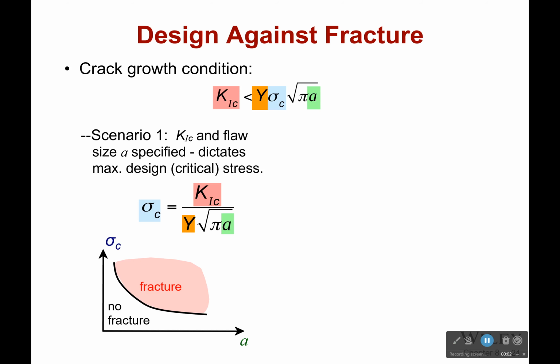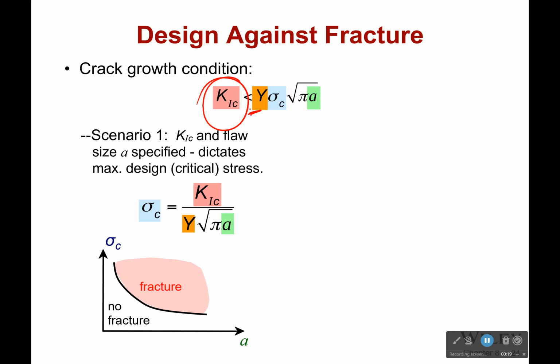So now we're going to talk about how you can design against fracture. Okay, designing against fracturing. So how does that work? Well, we talked about our fracture toughness last time. And it's right here. So this is our fracture toughness. We had some parameters here.